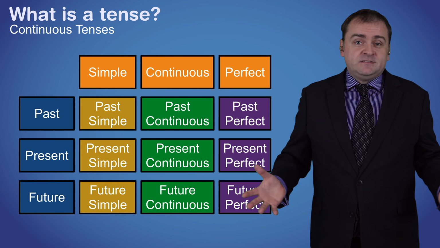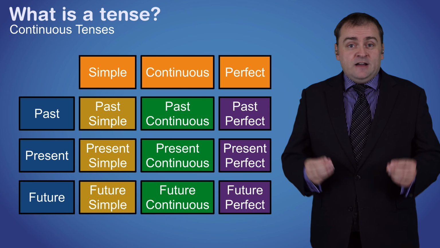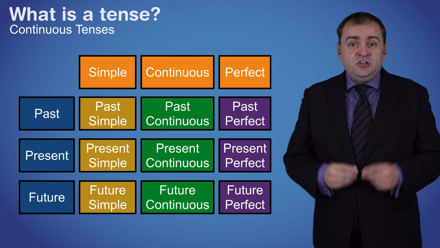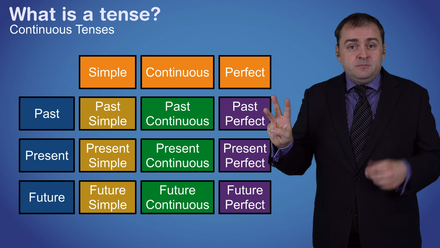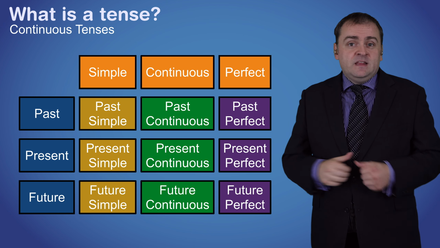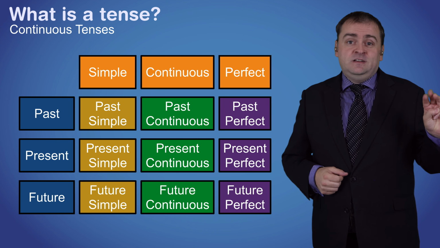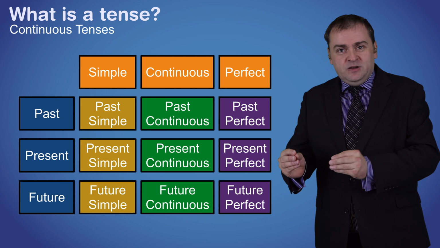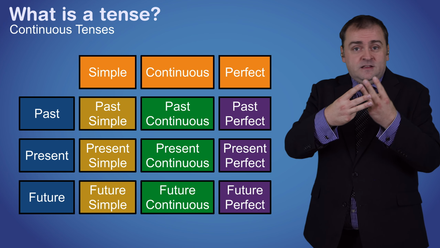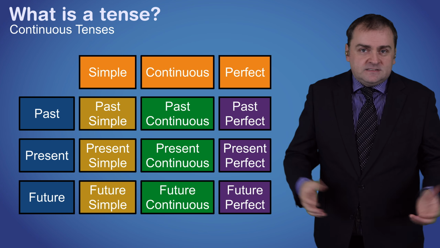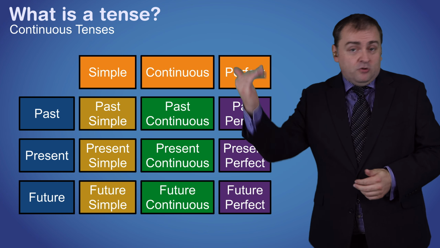So, there you have it. If you want to know how to understand English tense, you need to know that there are 3 times of action, past, present, and future, and 3 types of action, simple, continuous, and perfect. And then together they form the 9 basic tenses and the 3 more advanced tenses.